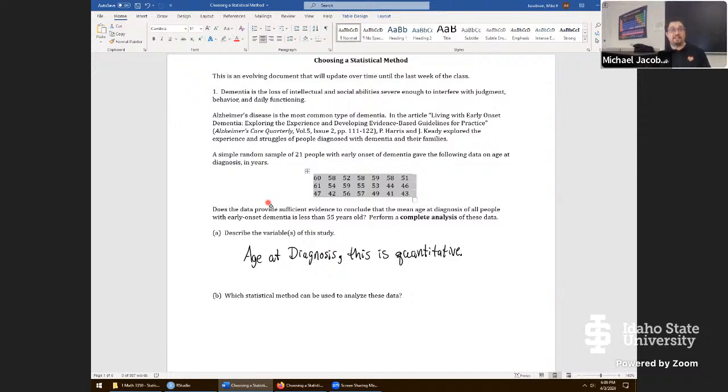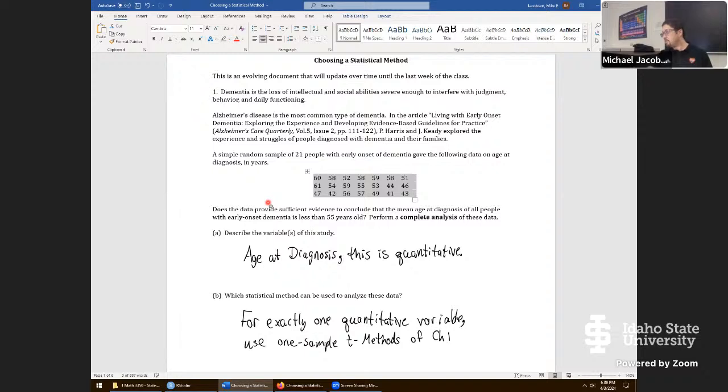So you probably already know the right method. If you have one quantitative variable, this is something you would use in chapter 17. Let's say down here, for exactly one quantitative variable, use the one sample T methods of chapter 17. And the way this problem is written is the way some of your final exam questions would be written.